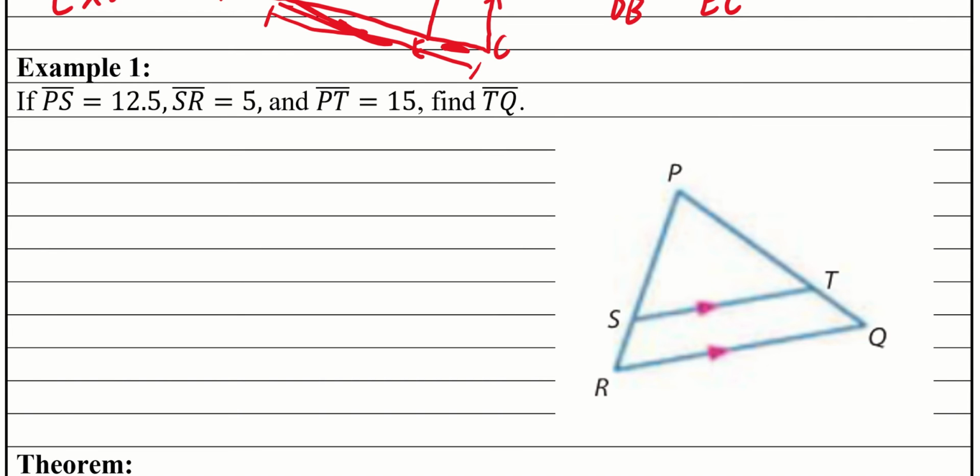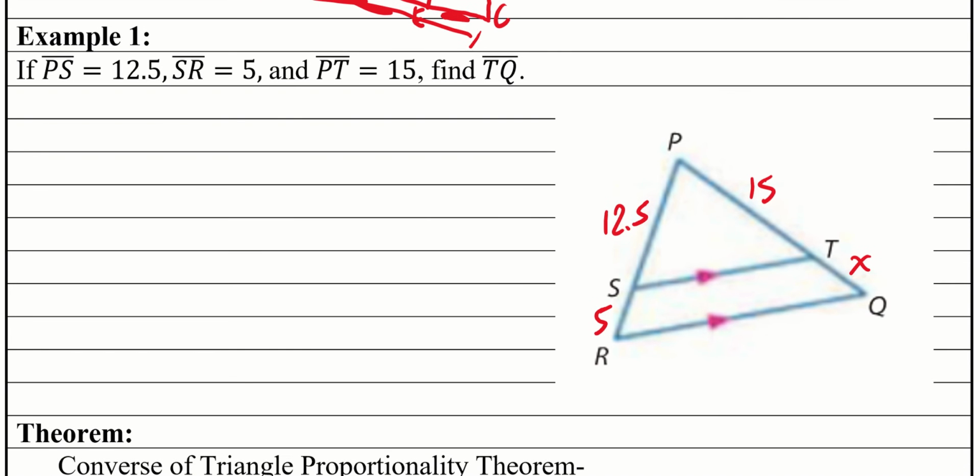So first off, I'm going to go ahead and label all that information that I was given here. I was told PS is 12.5, SR is 5 here, and then PT is 15. Okay, and you want to find TQ, so in this case, we can just label that X. Okay, and so we're going to use exactly what we just wrote down on that example here. I can set up 2 proportions because I see that these 2 lines here are parallel to each other. So for example, we can say 12.5 over the rest of that side, so 5 here, equals the same thing as 15 over X. Okay, so this is how you need to set up your proportion. Always using the little pieces. Don't worry about the total lengths.